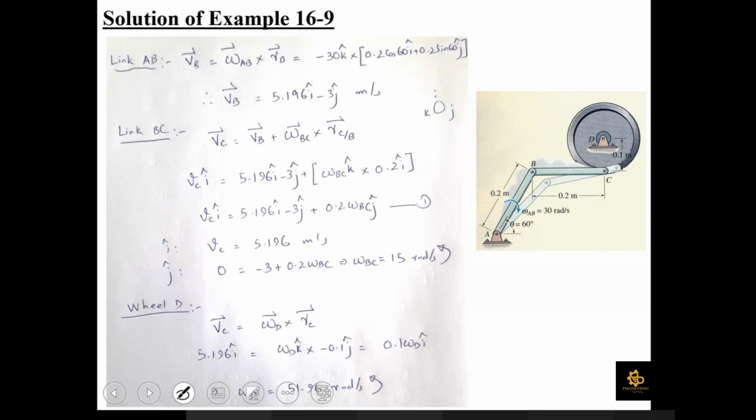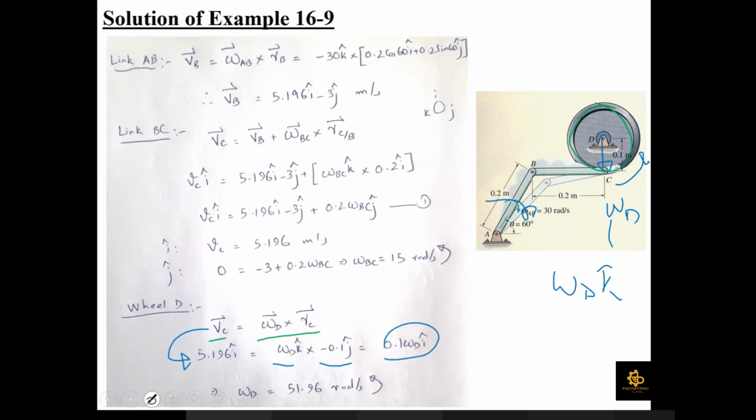और अगर आप स्केलर यूज करना चाहें तो स्केलर भी कर सकते हैं, but however if you want to use the vector form, then for this wheel D we can write VC equal to omega cross R, where omega is the angular velocity of the wheel and R is the vector which defines the position of C with respect to D. So VC already आपने पिछली केस में निकाली है, which is 5.196 I. Omega अभी हमने जिस तरह बात की, if this link is going in this way, the omega is going to be in this direction, which is omega dk. Position vector is going to be 0.1 j, but with a negative sign. So when you solve it, omega d comes out to be 51.96.